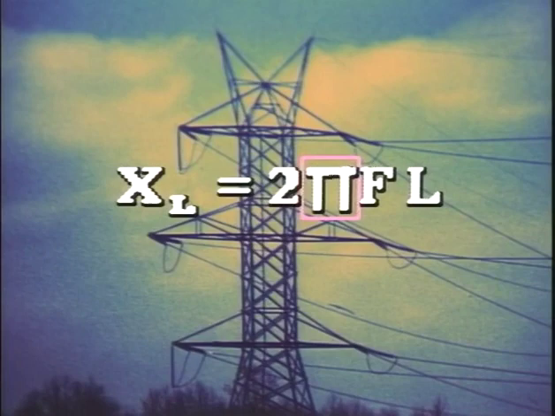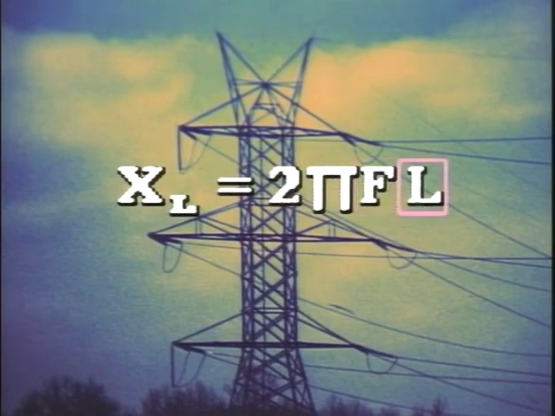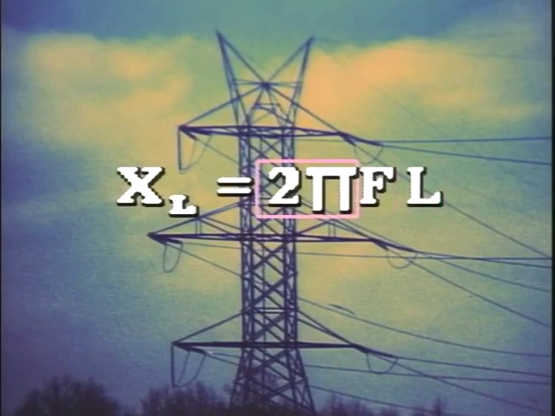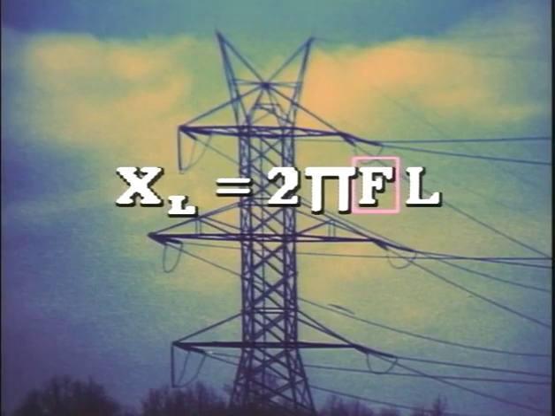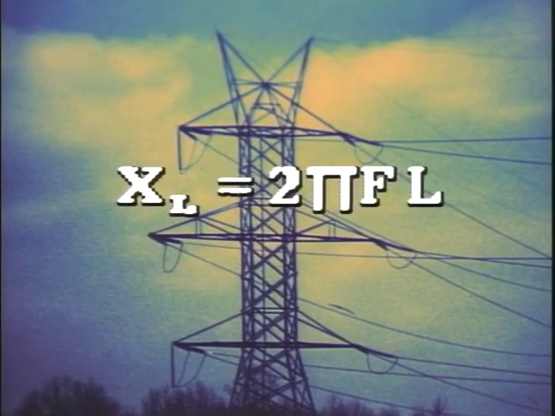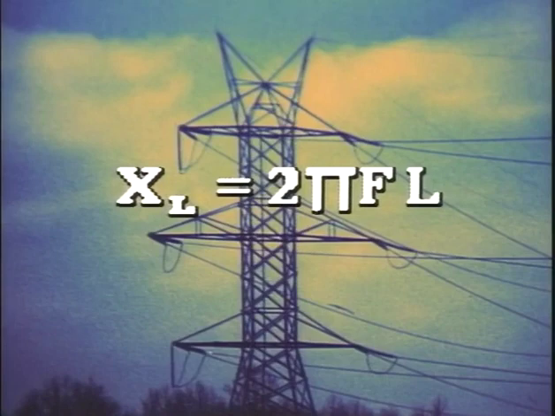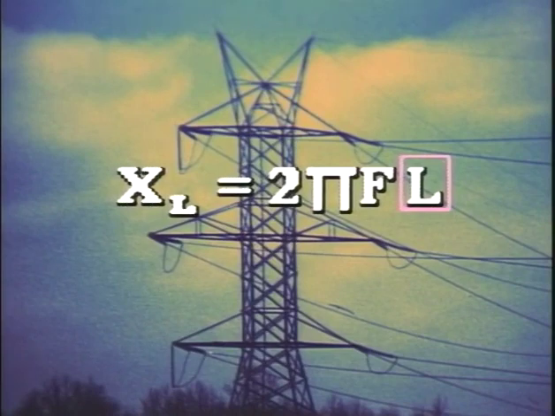Pi, again, is a constant of about 3.14. F represents frequency, measured in hertz, and L represents inductance, measured in henries. 2 pi is not a variable. Frequency isn't a variable either, because the frequency of most transmission systems in the United States is regulated to 60 hertz. The only design consideration an engineer can manipulate when controlling inductive reactance is inductance. It's the only variable value left in the equation.